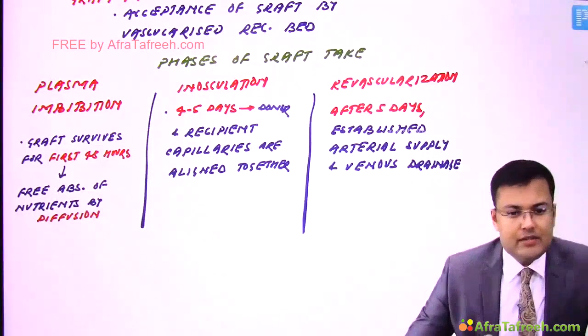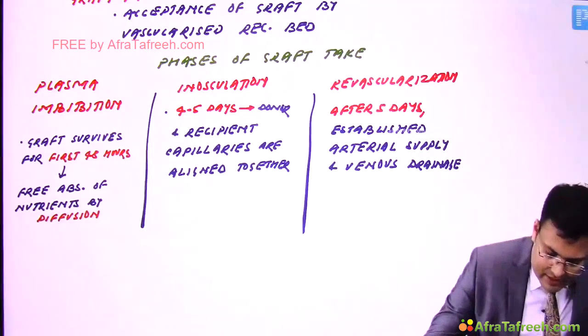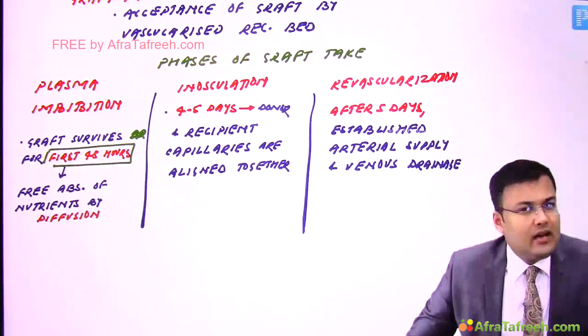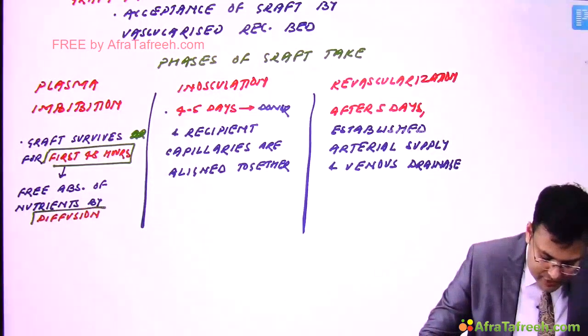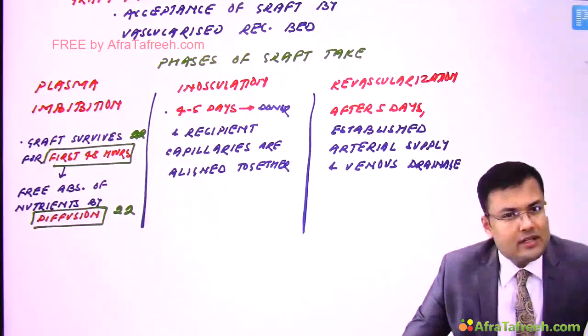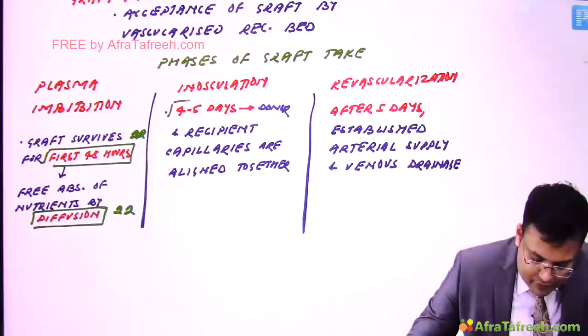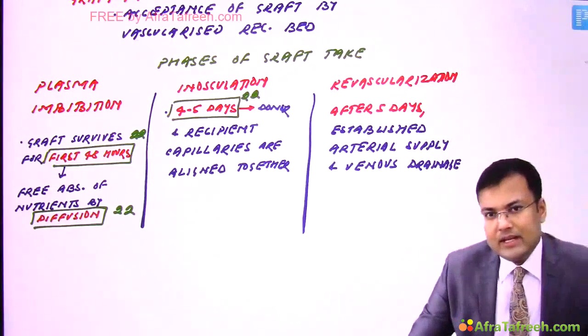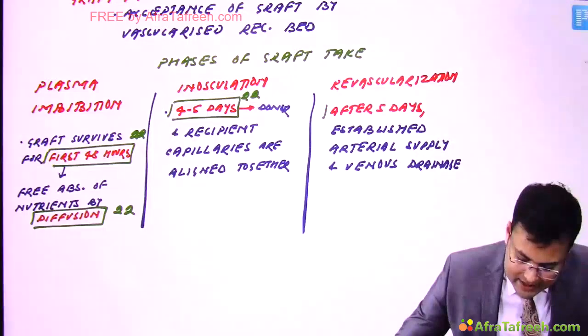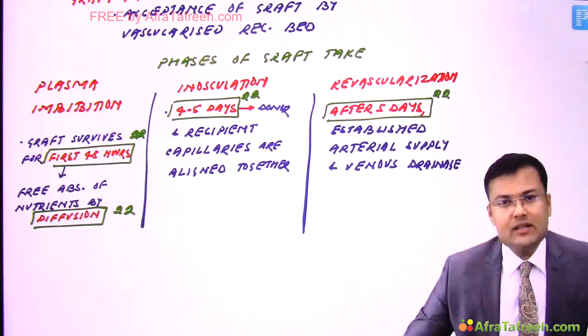So what are the questions which are important? First, plasma imbibition occurs for the first 48 hours, and the graft receives nutrition by diffusion. Second, inosculation occurs by 4th to 5th day, and what happens? There is alignment of capillaries. And after how many days does revascularization occur? Revascularization occurs after 5 days.